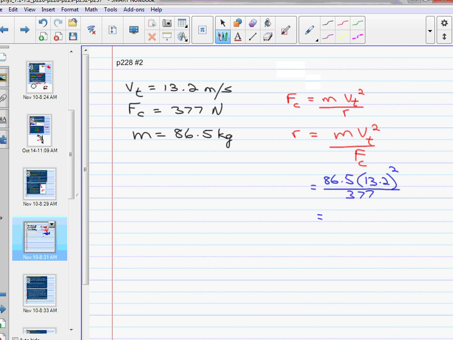After you operate your calculators correctly, you get how big a circle? What is the track's radius? Christian? 40.0. 40.0 what unit? Meters. Radius is measured in meters, the distance that you travel there. Easy enough.